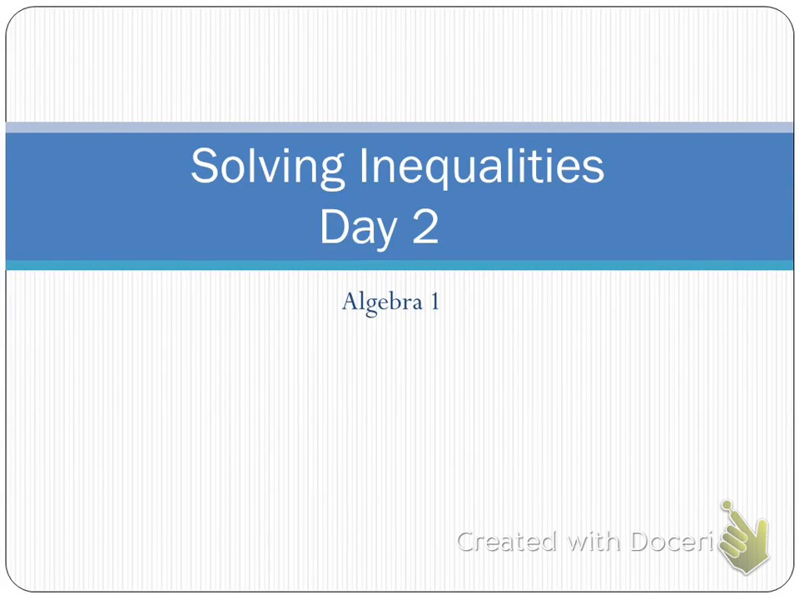So yesterday we graphed the inequalities. The inequality was given to you. You had to put it on a number line. Open circle or closed circle, left or right. Is that ringing a bell? Yes. Okay, good. So today we're taking it one step further.